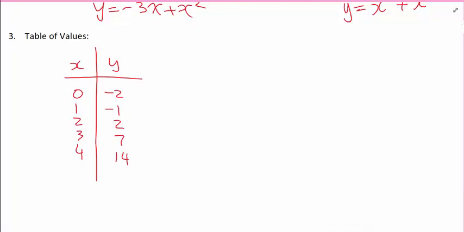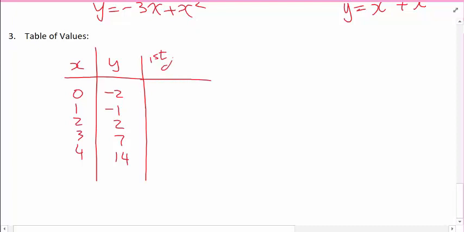In grade 9, I gave you a table of values and I asked you, is this linear? And to show that it was linear, what did you do? You found the first differences. Now, when you find the first differences, you're looking for how much it is jumping up or down from one point to another point. So let's do that. I'm going to do the first differences here.